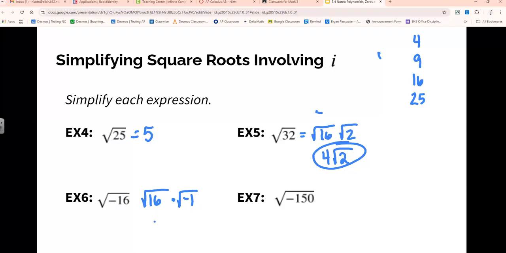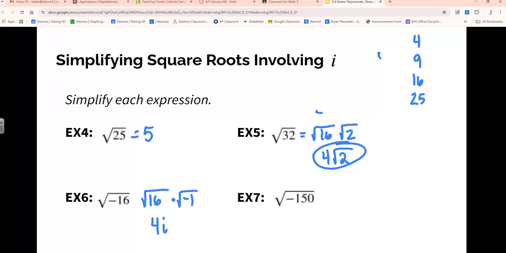What is the square root of 16? It is 4. What is the square root of negative 1? It has a name. It's the imaginary i. So we use that i right there, and we would call this 4i. If you have a negative that goes with the perfect square, it's just going to put an i next to it whenever you do that.